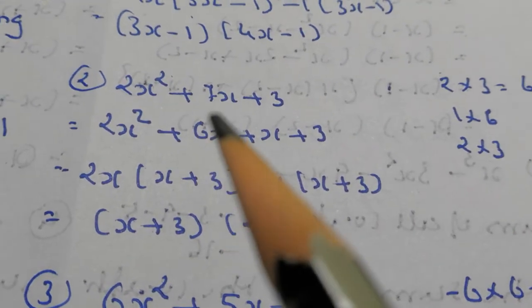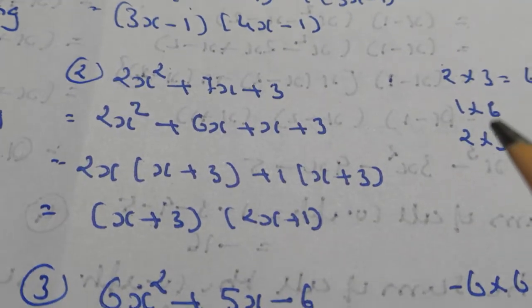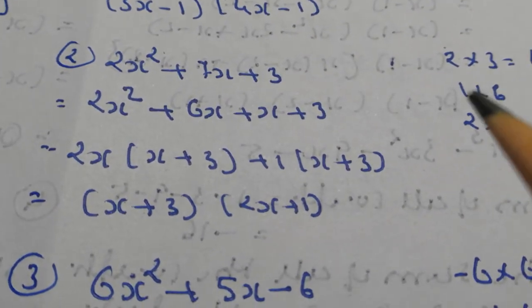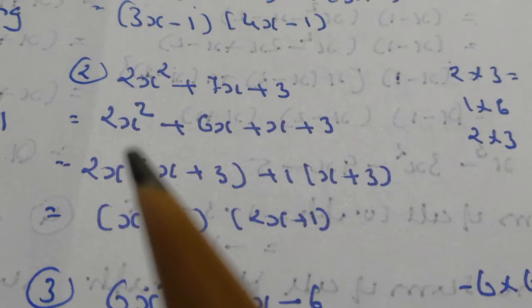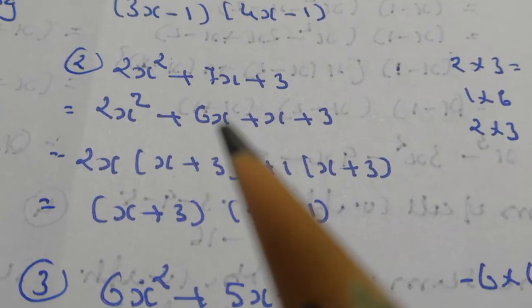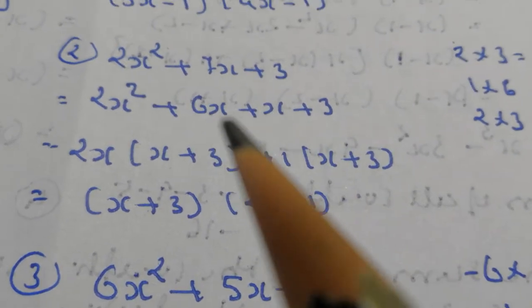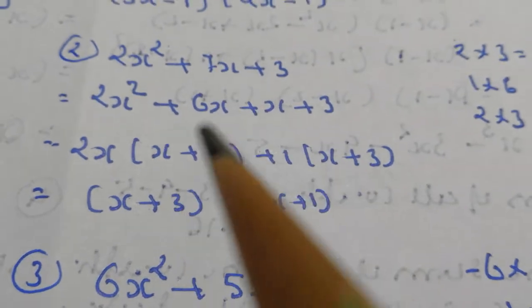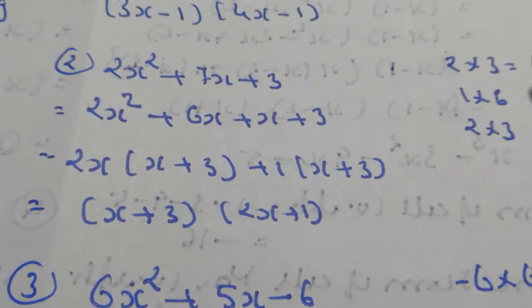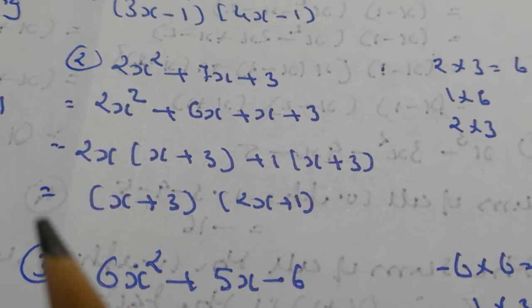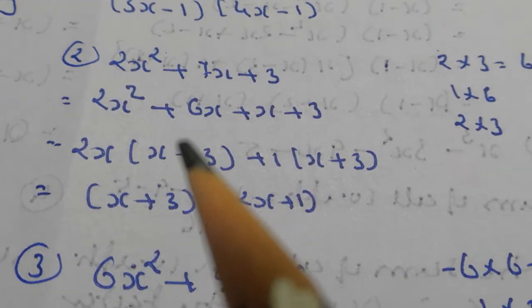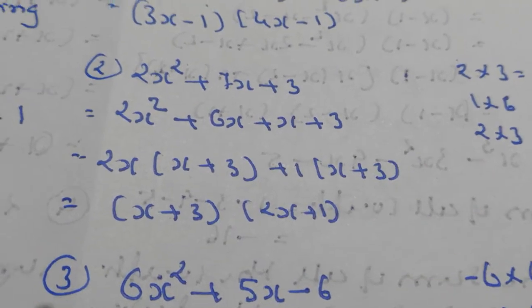So now I want 7. So 6 plus 1 is 7. Okay, 6 plus 1 is 7. So I got my factors: 2x² + 6x + x, since 6 plus 1 is 7, and 6 × 1 is 6. The multiplication was 6. So I am getting my answer, 2x² + 6x + x + 3.